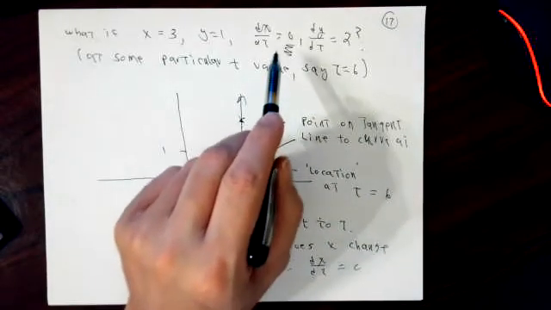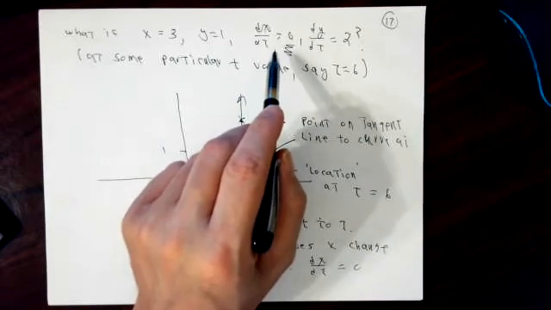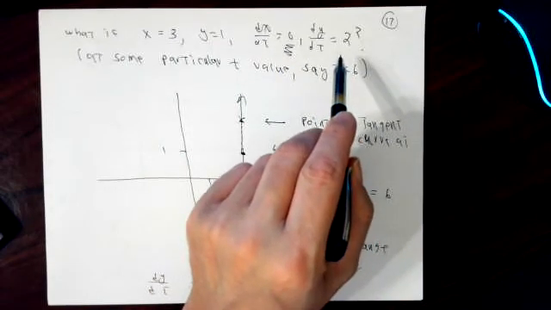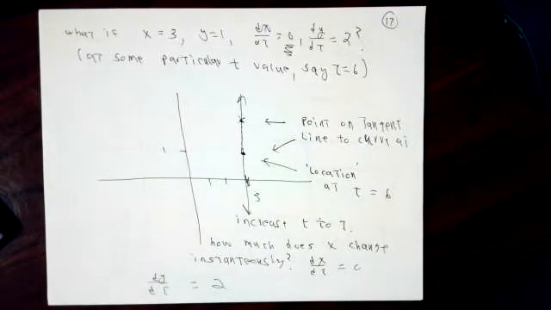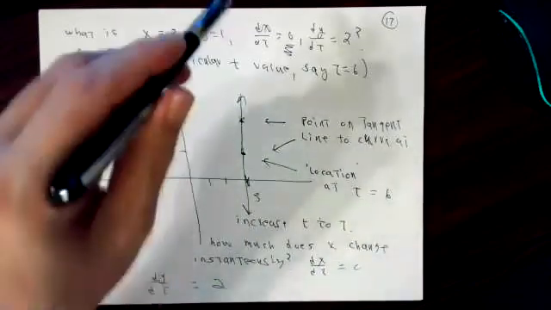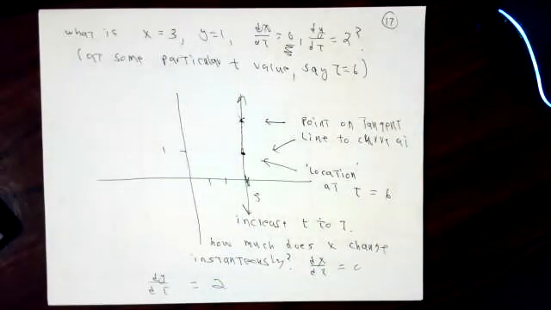So if the derivative of x is 0 and the derivative of y isn't 0, that doesn't mean anything bad about the situation. I can construct a tangent line. It happens to be vertical in this case.